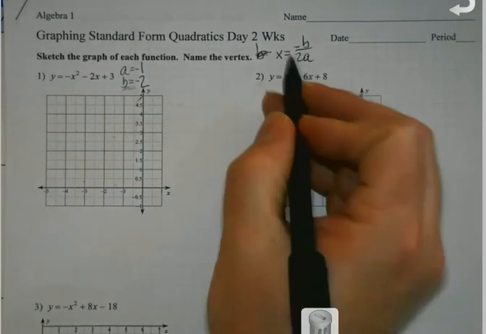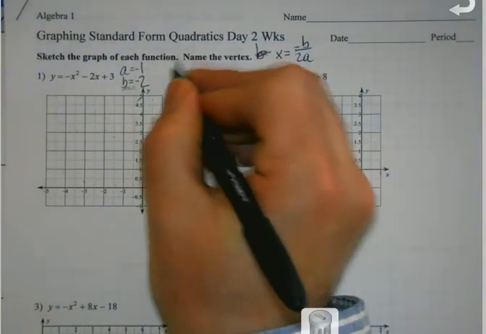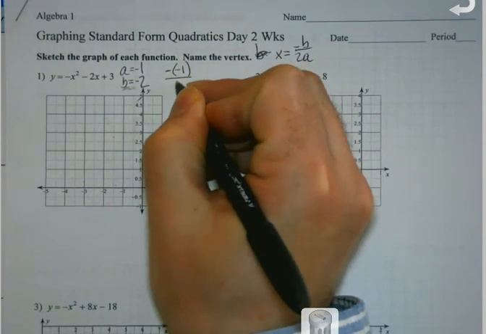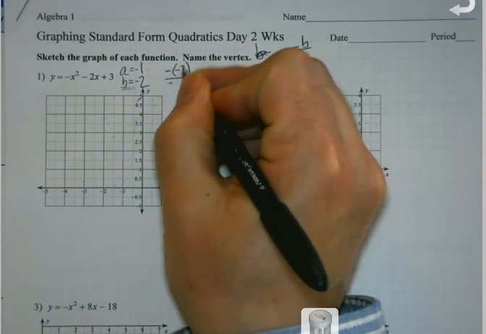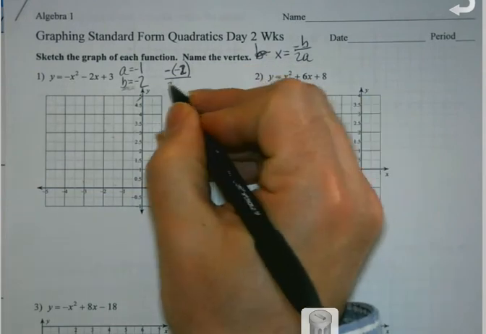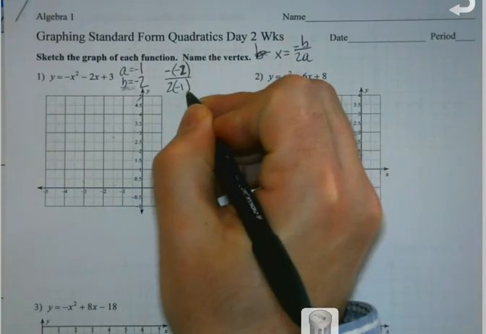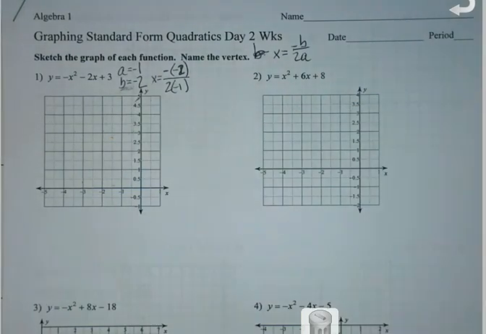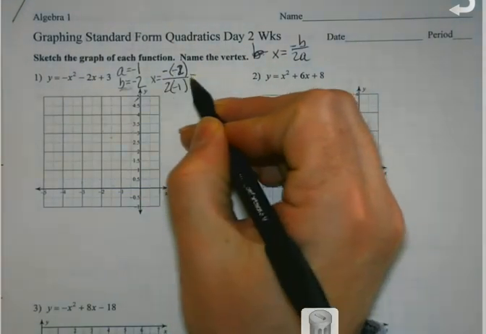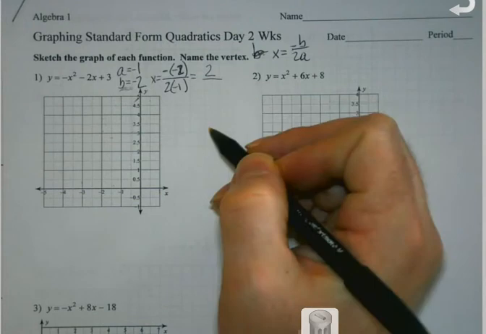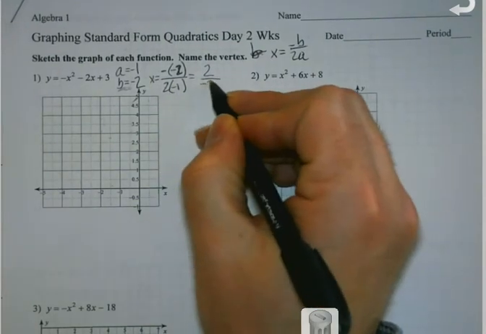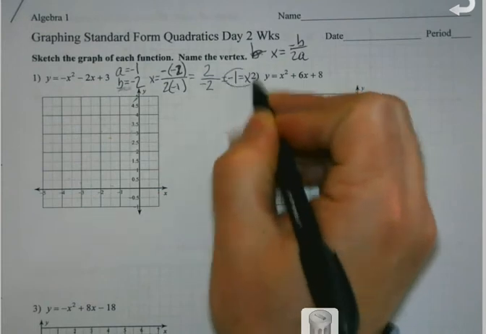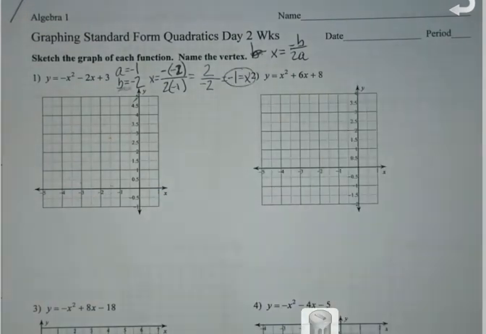So remember, negative's part of the formula. So it's negative, negative 2, Harty. You have to take down the b value here, over 2 times a. So all this sign stuff, you have to watch it. The opposite of negative 2 is 2. 2 times negative 1 is negative 2. And then I just divide that. I get my x value for my vertex that way.